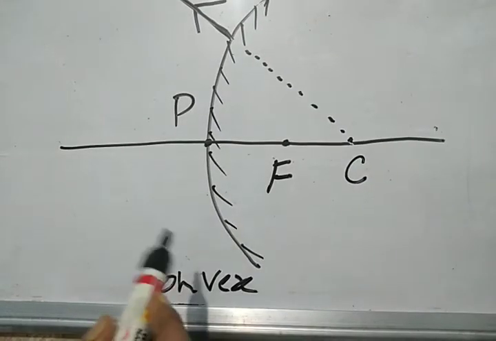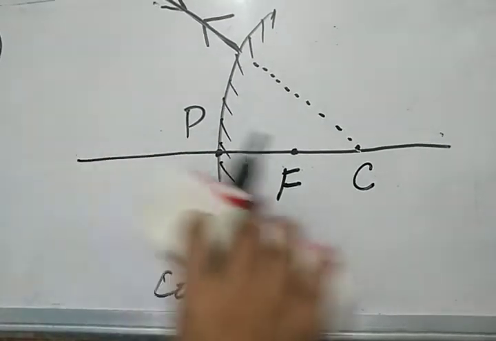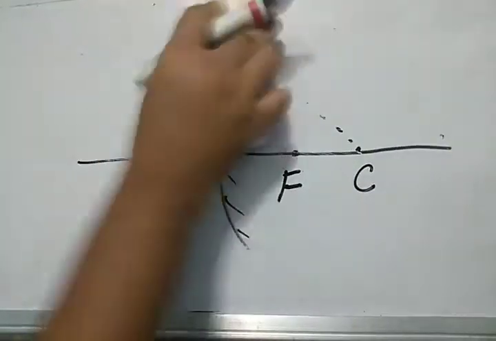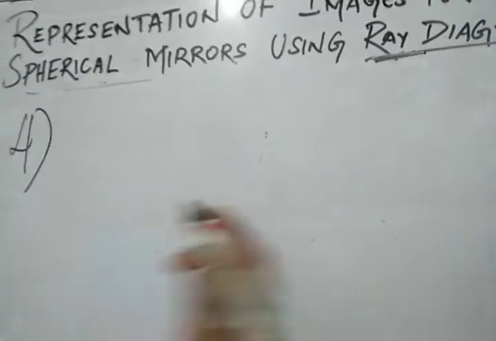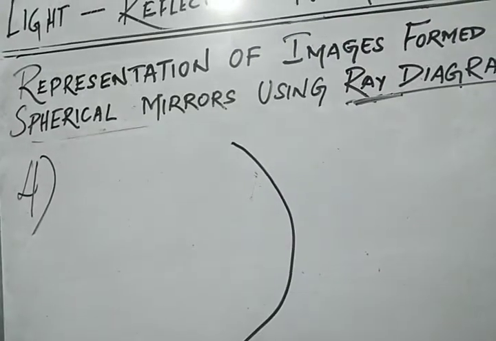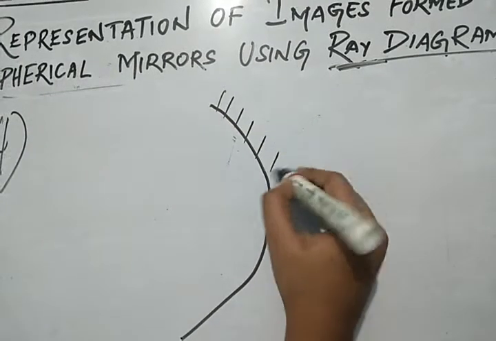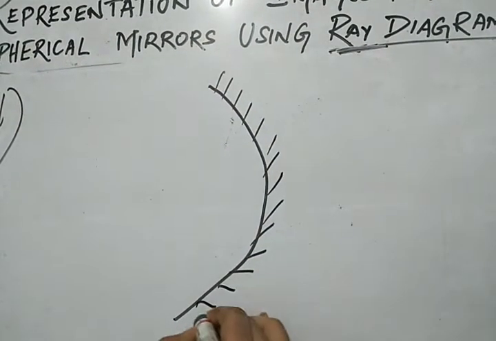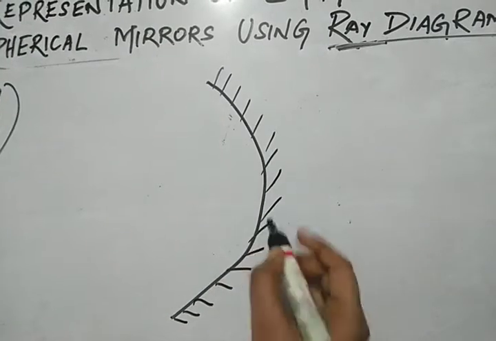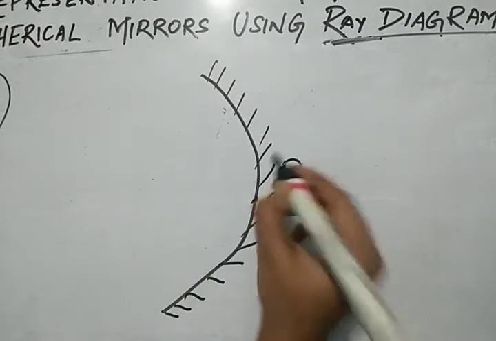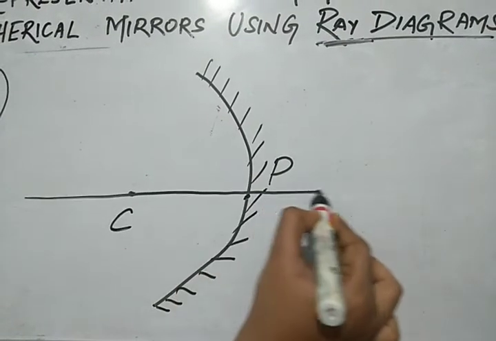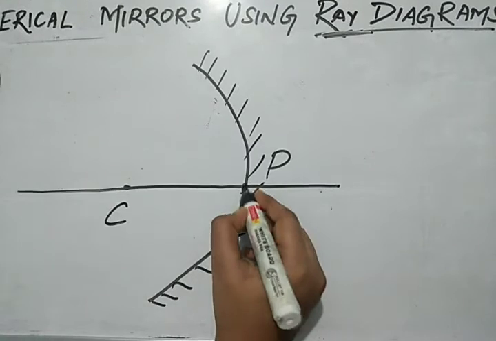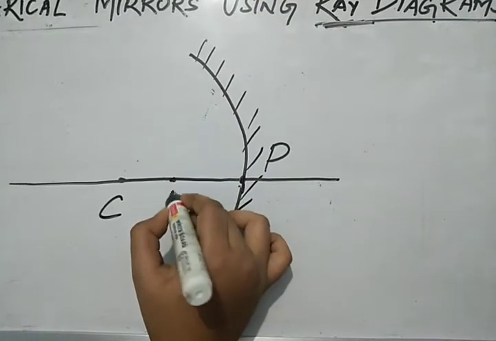convex mirror. Now the fourth and the last one, another path taken by the rays. Fourth one, I take a concave mirror and draw the rough surface. I draw the rough surface, then I mention the pole, center of curvature, then my principal axis and the principal focus.